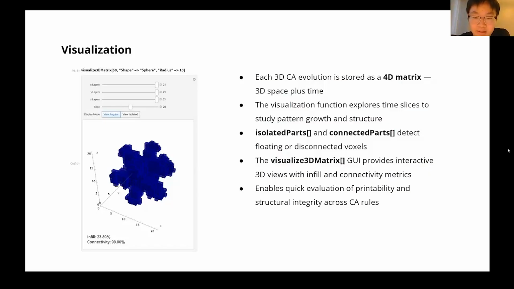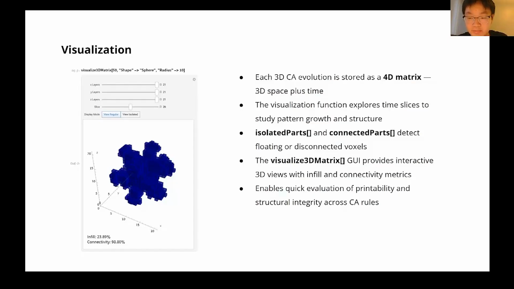Here we also implemented 2 different functions called isolated parts and connected parts. As you can see in the image, there's a display mode: a regular view and a view isolated. So this can automatically detect the floating voxels, because those floating voxels are unprintable. So we can isolate them visually. And if you look at the image, that's the visualized 3D matrix, which is the function for our visualization interface.